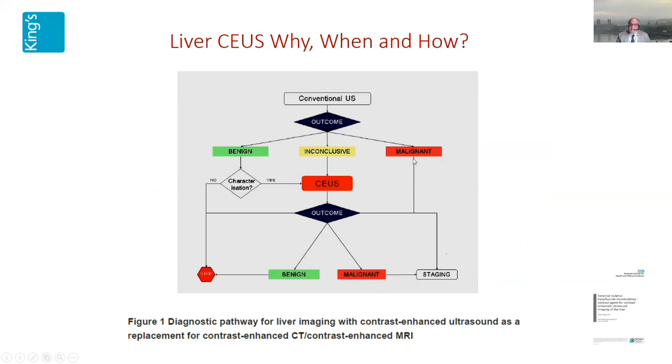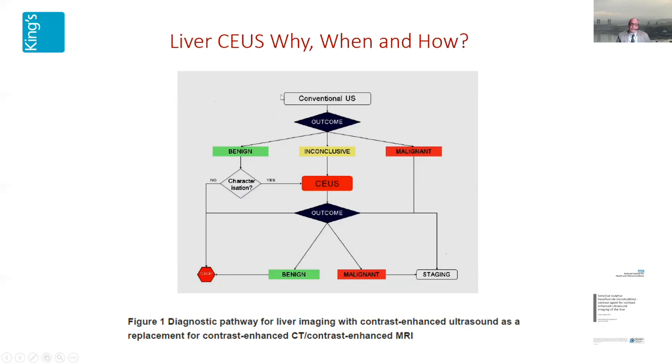But if you can see it's clearly malignant, you may not need to use contrast enhanced ultrasound, but should go on to staging and referral of the patient. So adding contrast enhanced ultrasound at this point in time will allow you to differentiate the benign and malignant lesions and therefore assign the patient to a different pathway.